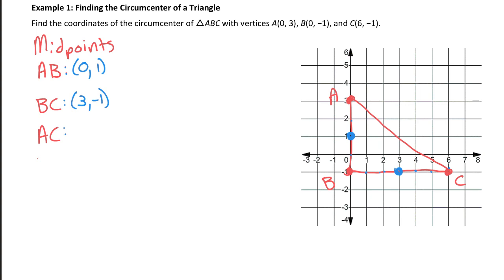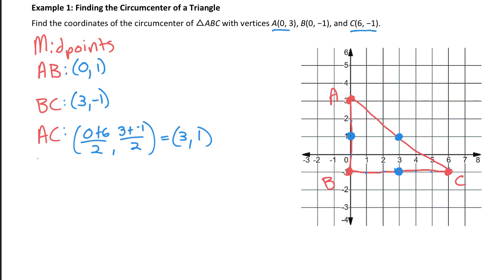Now for AC, let's use the midpoint formula, okay? So for AC, we're finding the average of the x values and the average of the y values. 0 plus 6 divided by 2, the average of the x values, and then the average of the y values, 3 plus negative 1 divided by 2. So that's going to be 6 divided by 2, which is 3, and then 2 divided by 2, which is 1. So the point 3, 1, which makes some sense, all right?